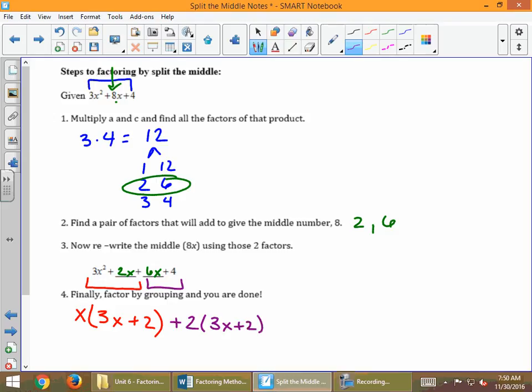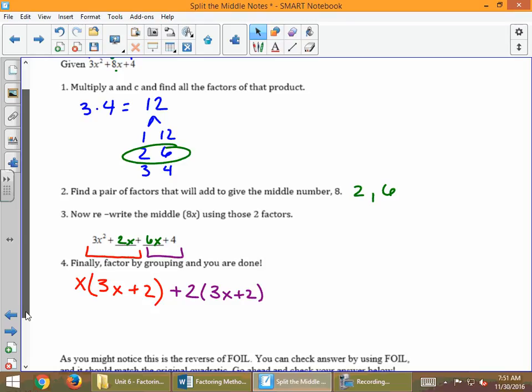Divide everything by 2. 6 divided by 2 is 3. We didn't take any x's out, so that stays. 4 divided by 2 is 2. We're good. And then our last step, when we're factoring by grouping, make your 2 parentheses. What's going to go in the first parenthesis? 3x plus 2. What's going to go in the last one?